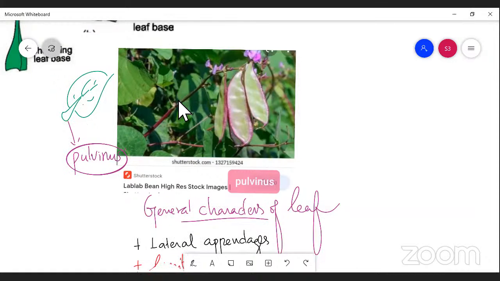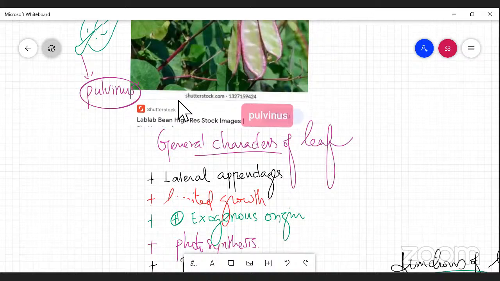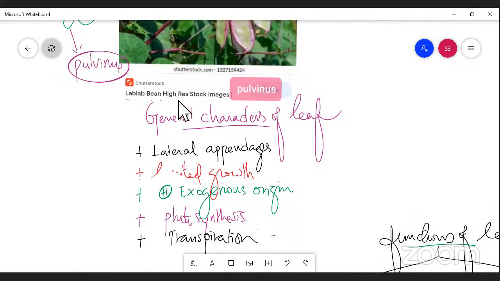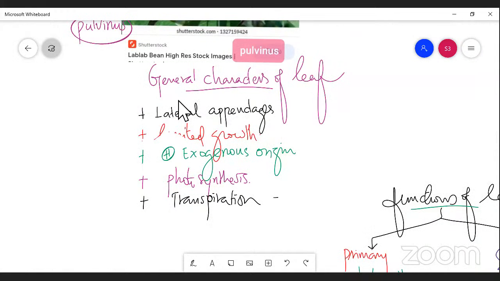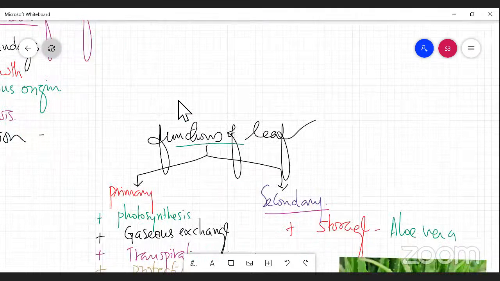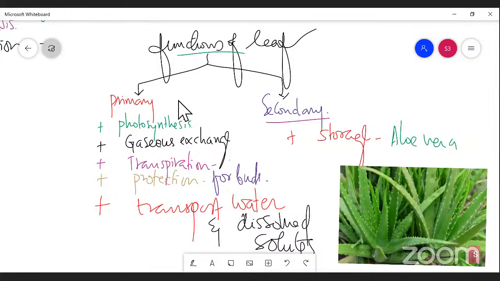And could you list out any general characteristics of leaf? Lateral appendage of the stem. It is useful for transpiration and photosynthesis. Leaves are exogenous, born in nodal region, and have limited growth. Very good, ma'am. It does not possess apical bud. Very good. Could you list out the functions of leaf? Primary function, secondary function.